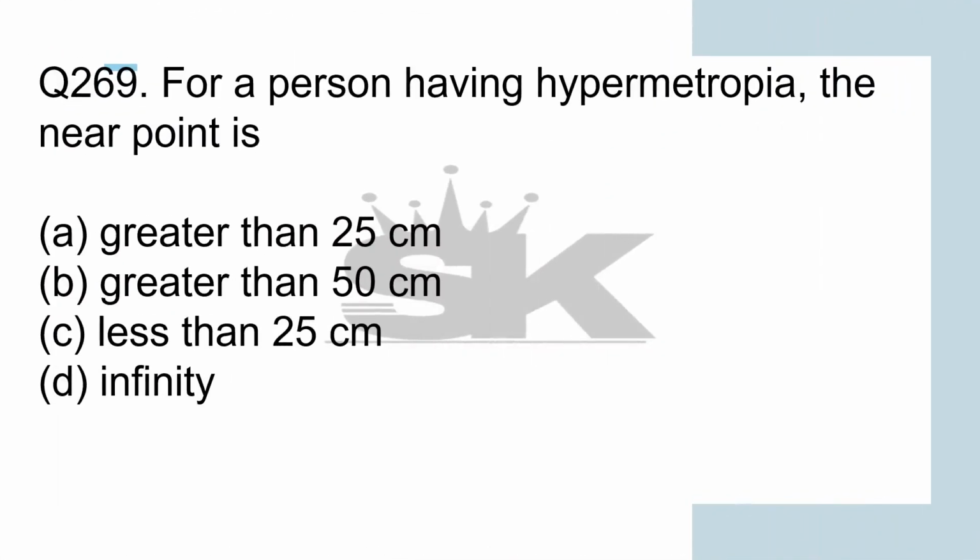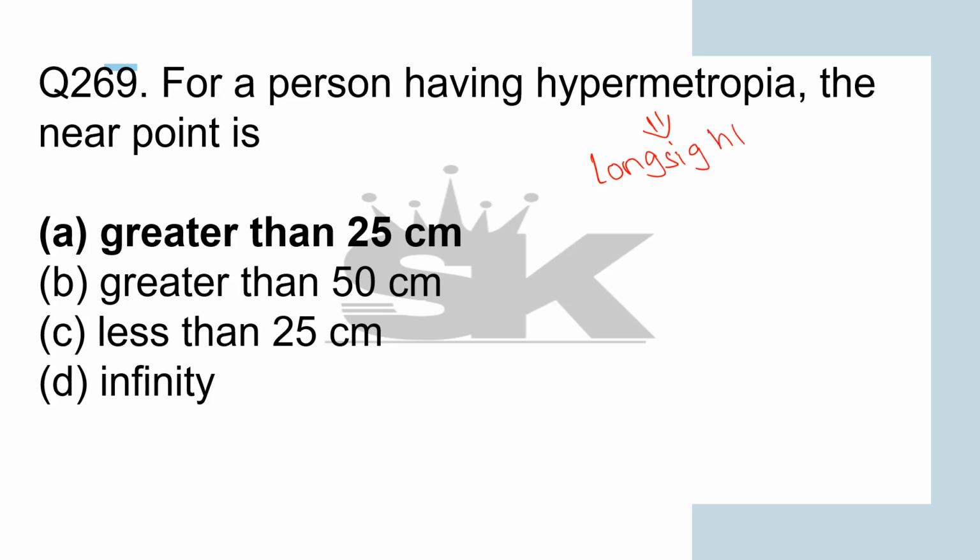The near point for a person with hypermetropia is greater than 25 centimeters, which is the near point of a normal eye. Hypermetropia is also known as farsightedness or long-sightedness. It is the condition where a person can see distant objects clearly but has difficulty seeing nearby objects, right? So to correct hypermetropia, a person can wear a convex lens. Okay.